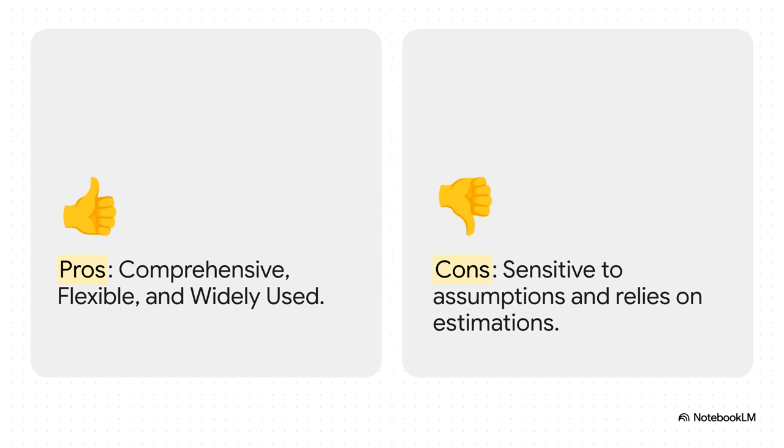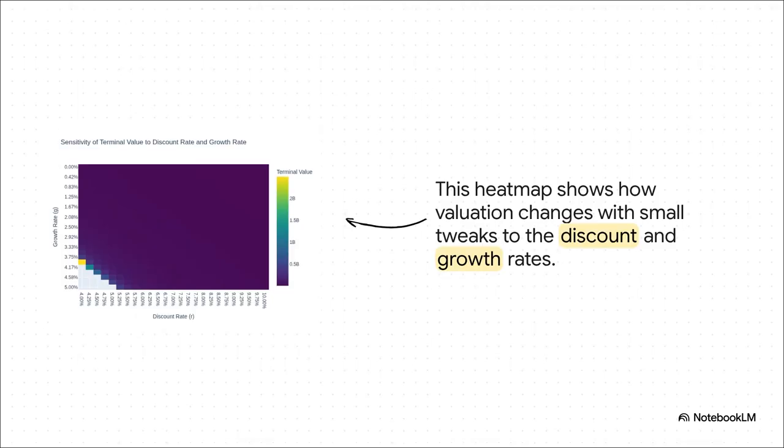And as we saw, that terminal value, which is the biggest guess of all, often makes up most of the final number. This image right here shows you exactly what I mean. It's a heat map of our project's value. Just look how fast the color goes from purple, which is low value, to bright yellow, super high value. And all that's changing are tiny little tweaks to the discount rate on the bottom and the long-term growth rate on the side. The answer is all over the place, based on what are, let's face it, just educated guesses.